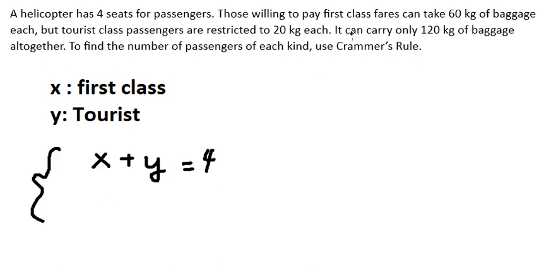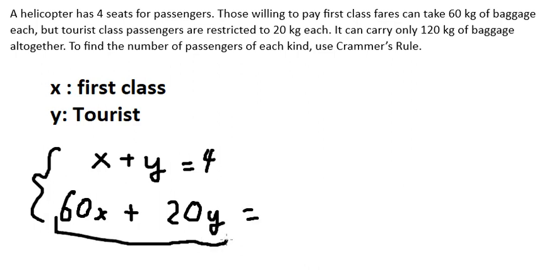The next one is about the package. In the package we can see that first class is allowed 60 kilograms, so we have 60 multiplied by x. The tourist is 20, so we put 20 with y. So the total of this one is 120. And we just finished creating the system of equations.